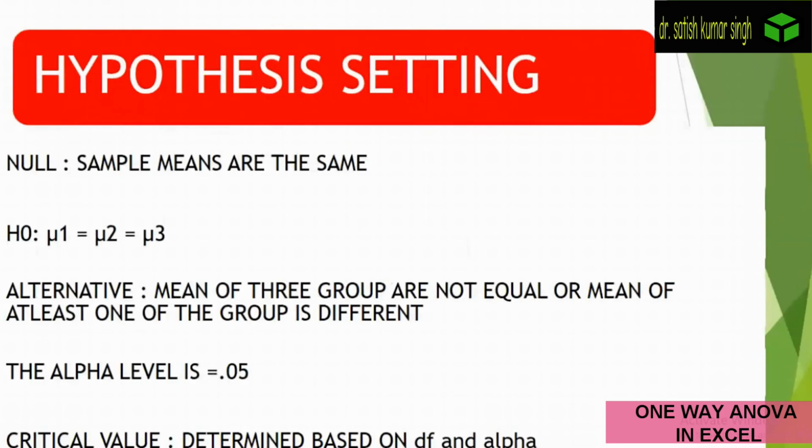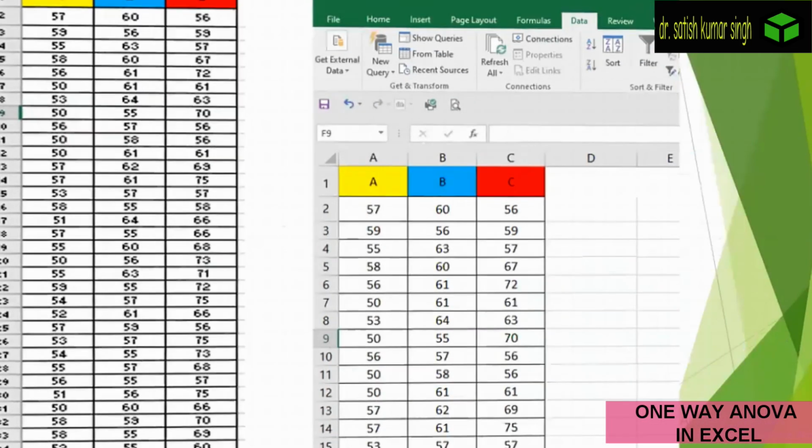Now coming to the hypothesis setting in the case of one-way ANOVA. The null hypothesis is that the sample means are the same. This will be our null hypothesis for one-way ANOVA, denoted as H0: mu1 = mu2 = mu3. And what will be our alternative hypothesis? The means of the three groups are not equal, or the mean of at least one of the groups is different. The alpha level is normally taken at 0.05, and the critical value in the case of ANOVA is determined based on the degrees of freedom and the alpha.